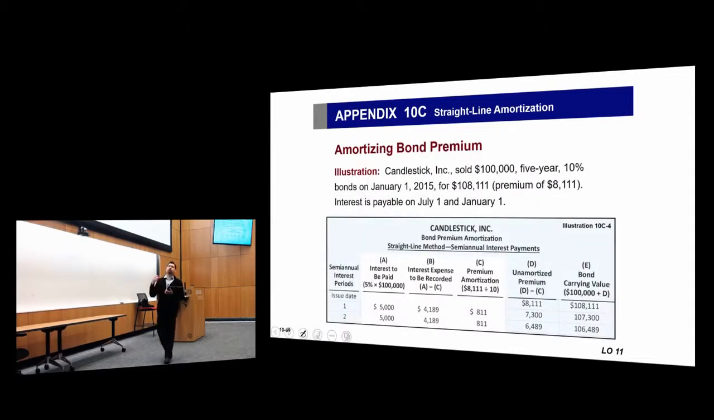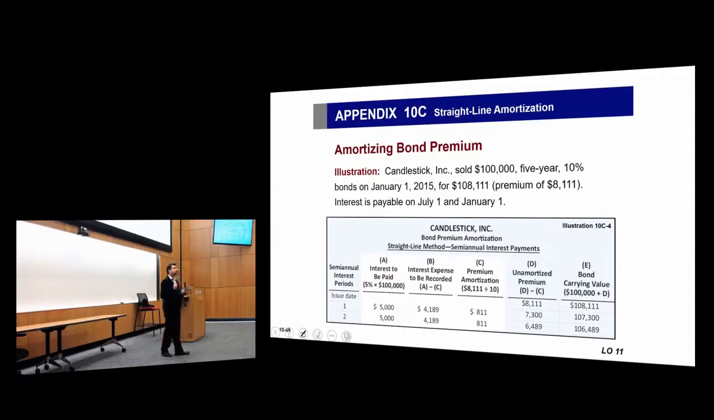Bond premium is the same thing. Now, however, it's the same concept. It's the other way around. Here, bond premium will be subtracted from the amount of interest that will be paid. It's not added. Because bond premiums, they decrease the cost of borrowing.